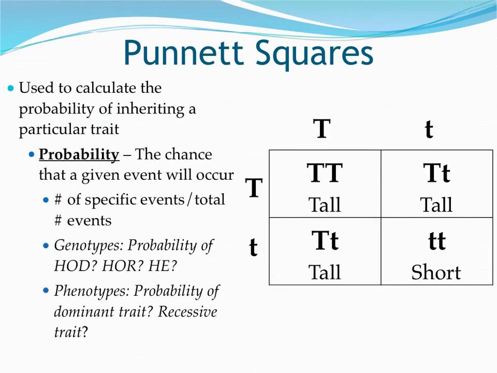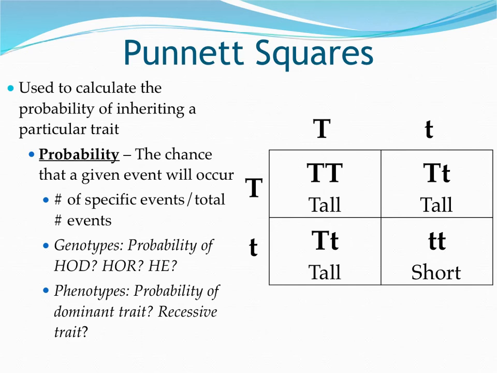You can also use Punnett squares to calculate the probability of inheriting a particular trait. Probability deals with the chance that a given event will occur. For example, if you're flipping a coin, the probability of you getting heads would be 1 out of 2, because you'd either get a heads or a tail. There are 2 possible outcomes, but you're only going to get one of those when you flip it. So the probability of getting heads would be 1 out of 2, or 50%, or 0.5. That's the way you could represent it.